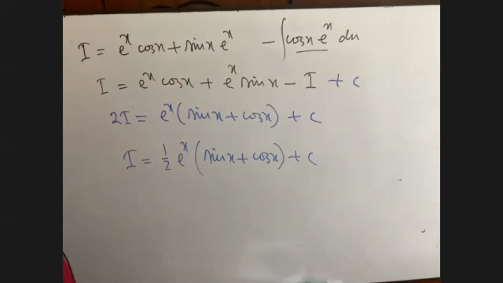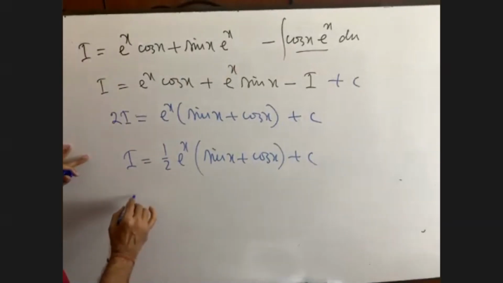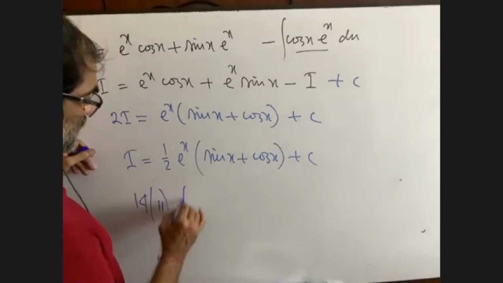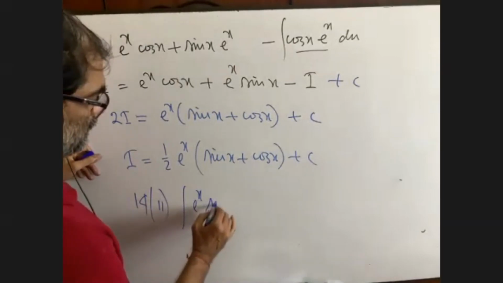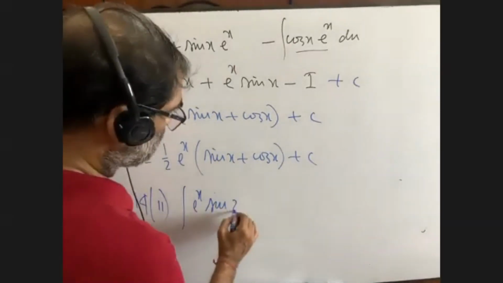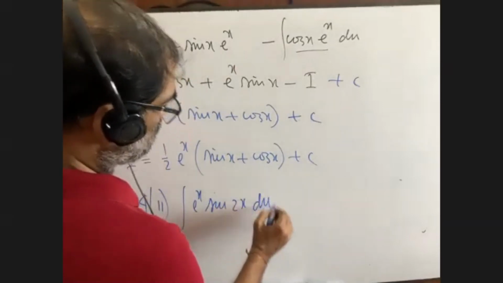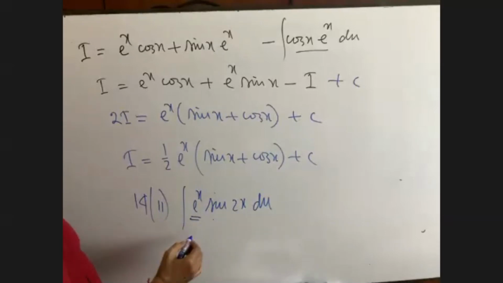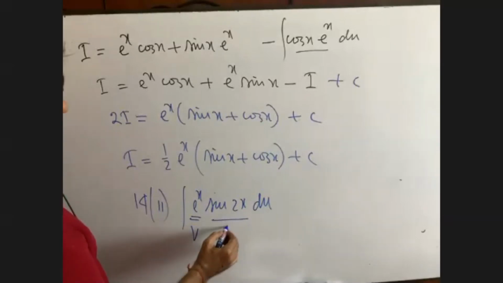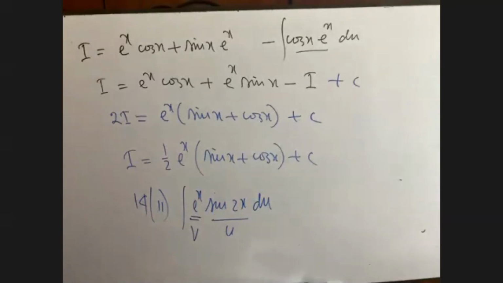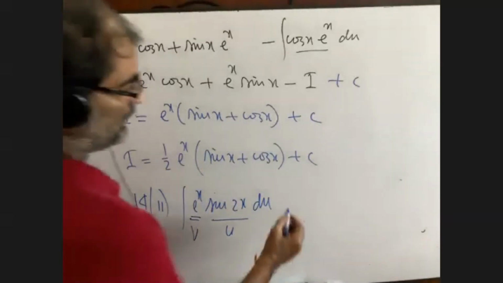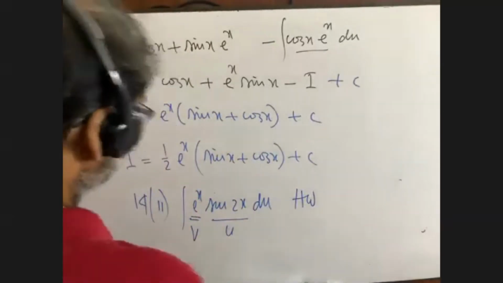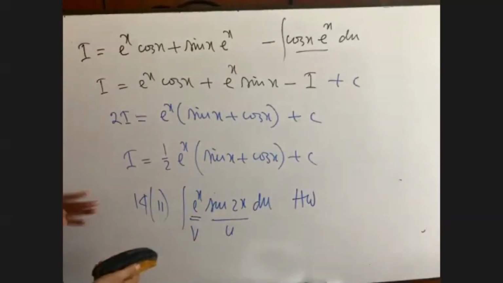And we'll have the same type of math. I am not going to do it. 14.2, same type of math. It is e to the power x sine 2x dx. It is u and, sorry, it is v and it is u. So it will be given as homework. You'll do it. Okay. Same type of math.